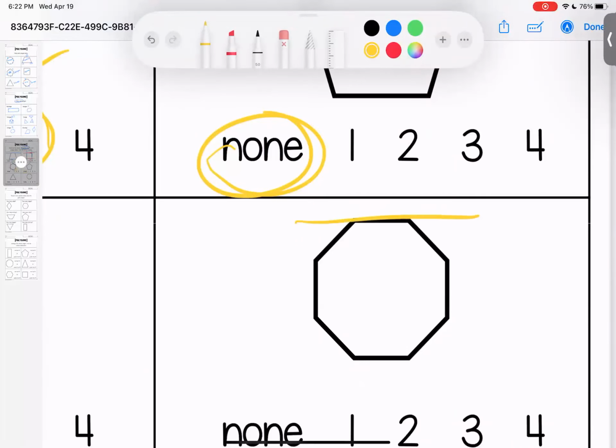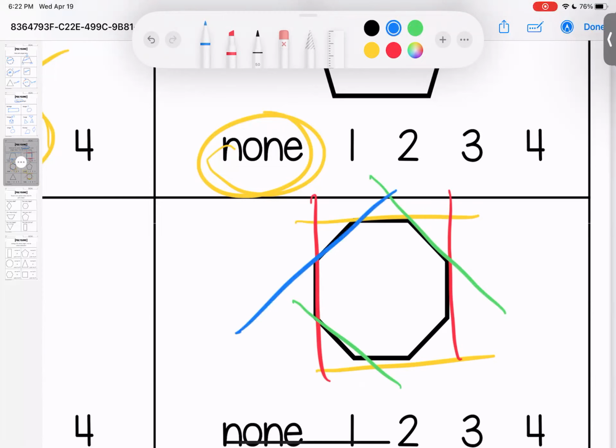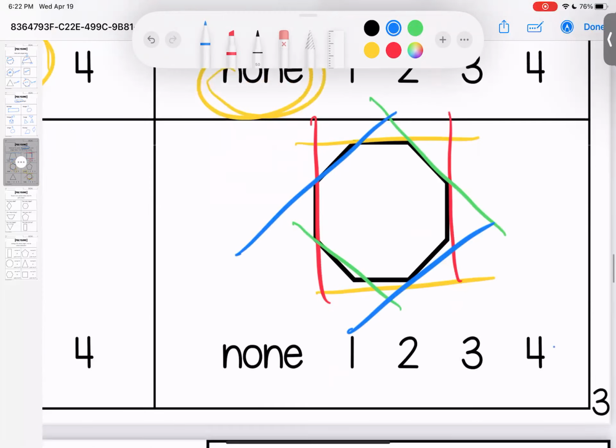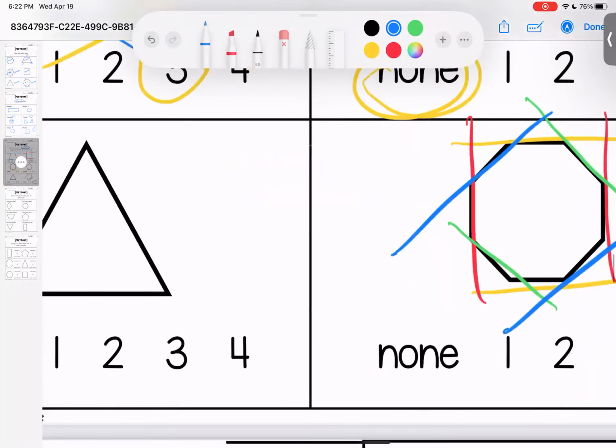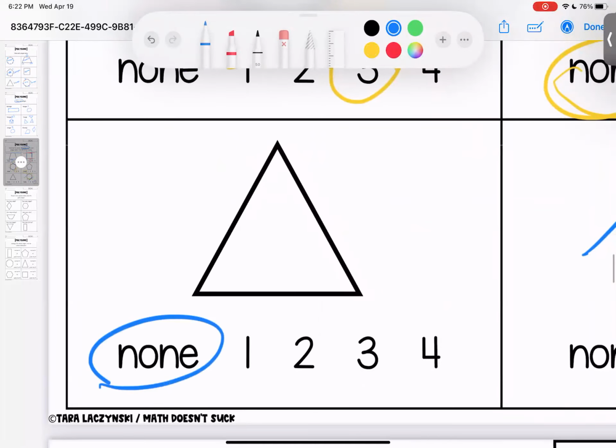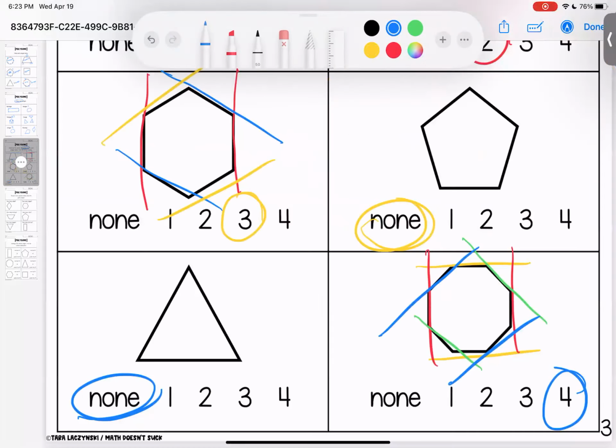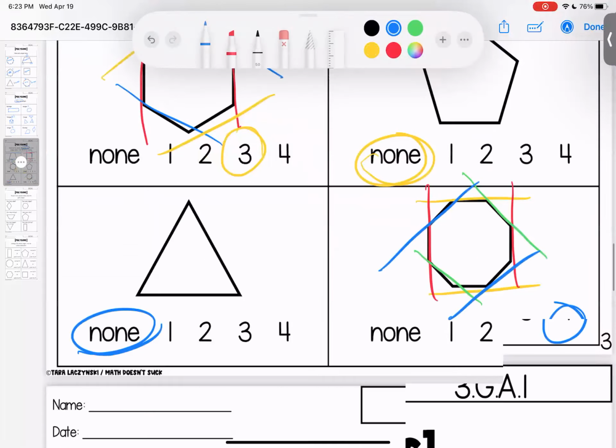Over here, I have 1 pair. I have 2 pairs. I have 3 pairs and 4 pairs of parallel sides. Last guy, none. Doesn't matter where I put the lines, they are going to intersect. Questions on this page, bring them with you to class.